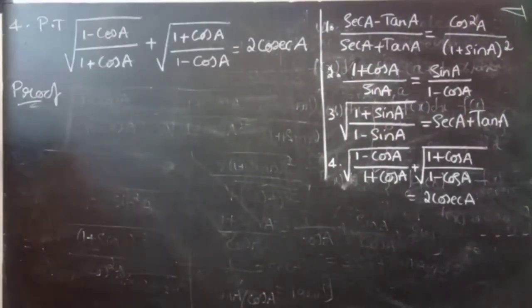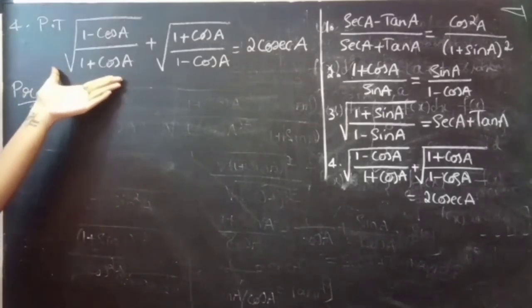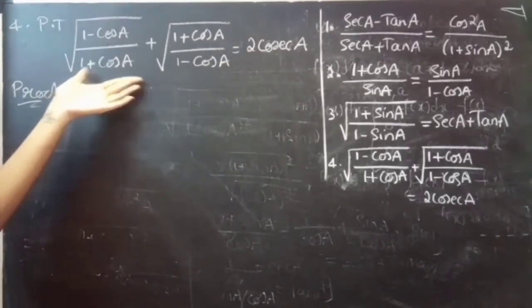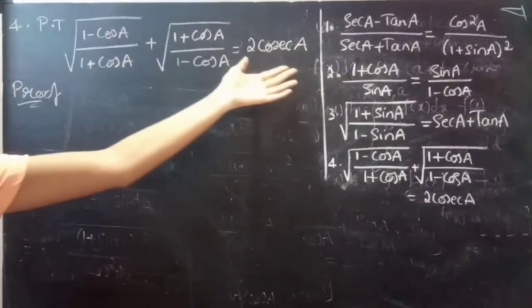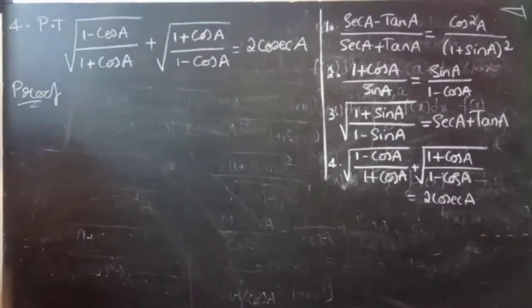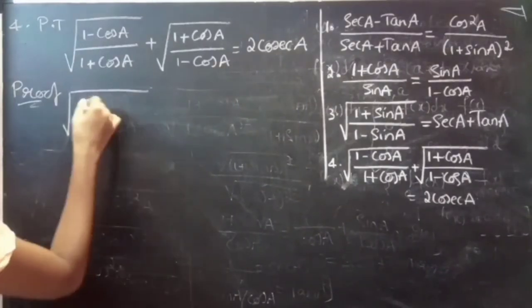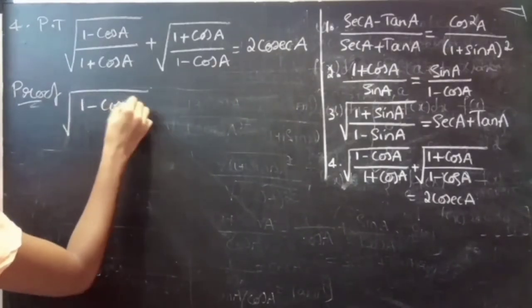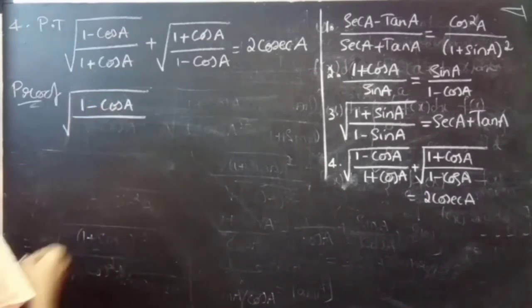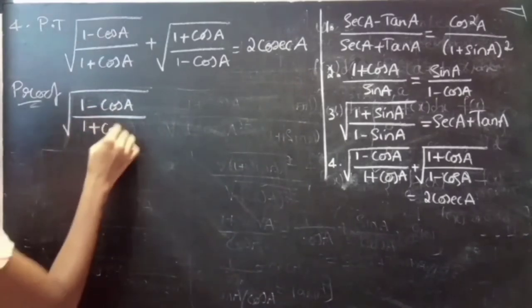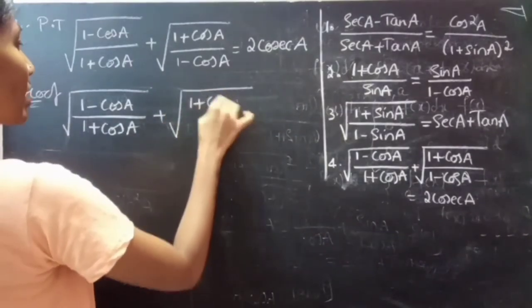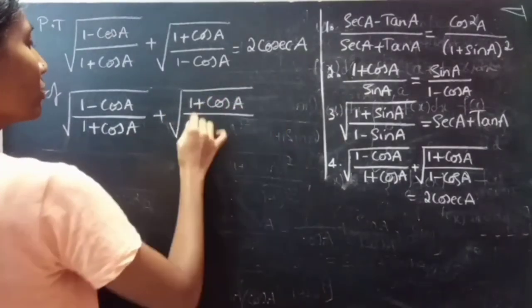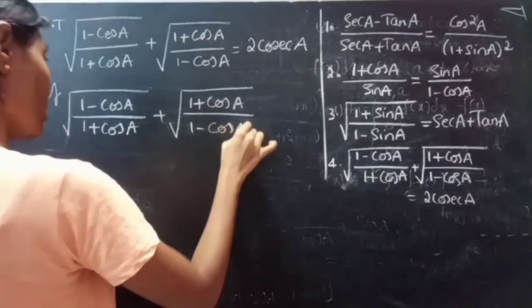Fourth problem, prove that root over (1 minus cos A) by (1 plus cos A) plus root over (1 plus cos A) by (1 minus cos A) equals 2 cosecant A. So now consider the LHS part. Square root of (1 minus cos A) by (1 plus cos A) plus square root of (1 plus cos A) by (1 minus cos A).